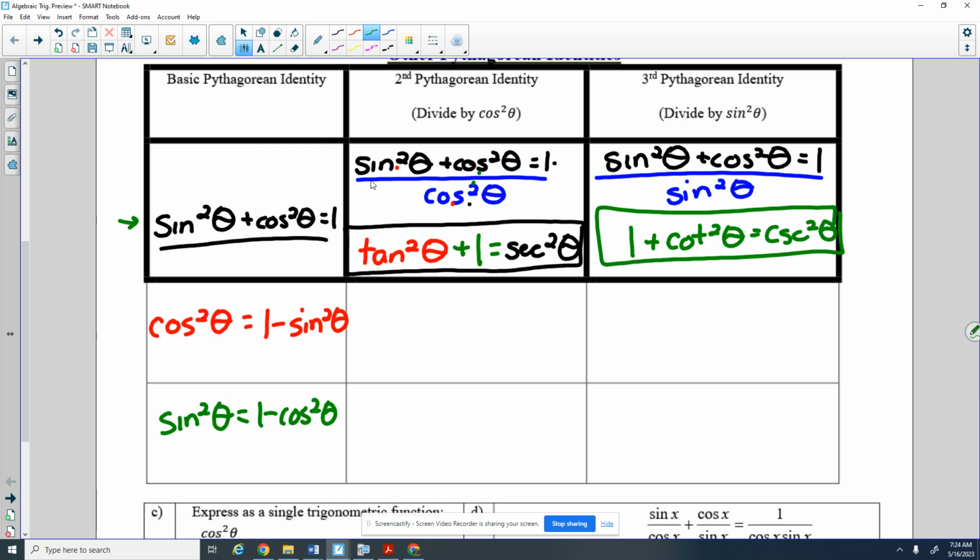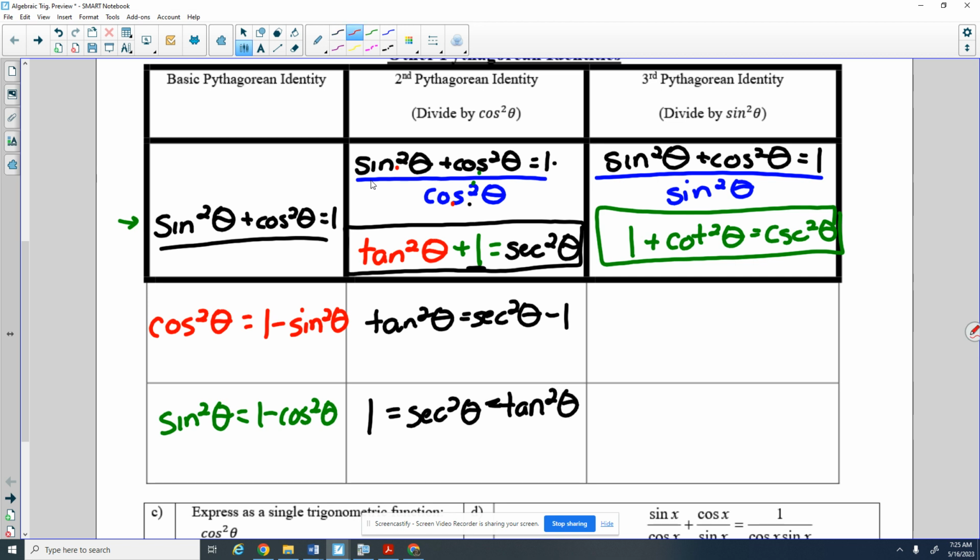So other versions of each of those two just involve moving things from one side of it to the other. So looking at my second Pythagorean identity, I could move the 1 over, which would give me tangent squared theta equals secant squared theta minus 1. Moving the tangent squared over would be my other option, which gives me that 1 equals secant squared theta minus tangent squared theta.